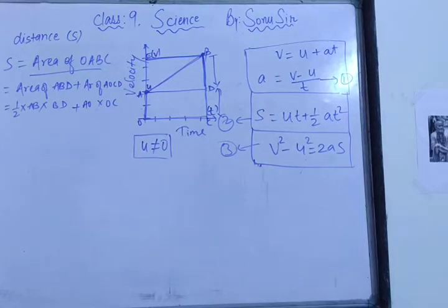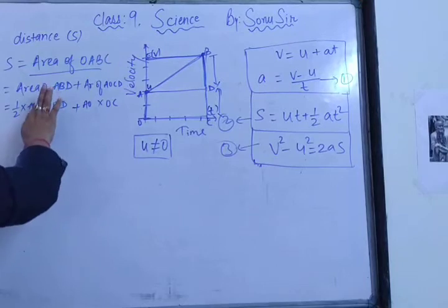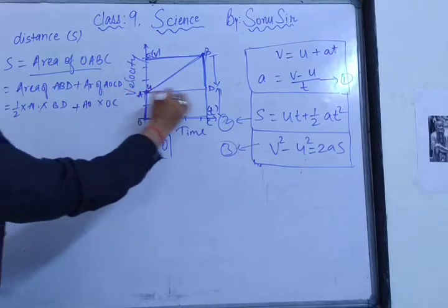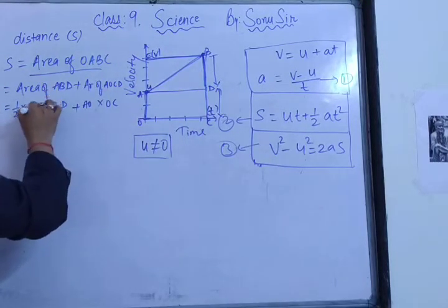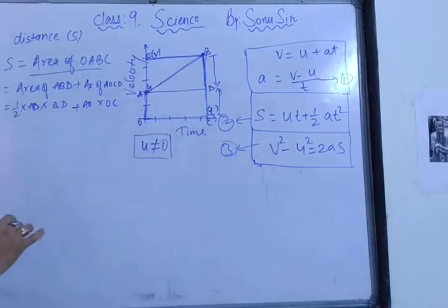The base is AD, so half into base into height is half into AD into BD. Got it? Now can you tell me what the values are? What is AD?